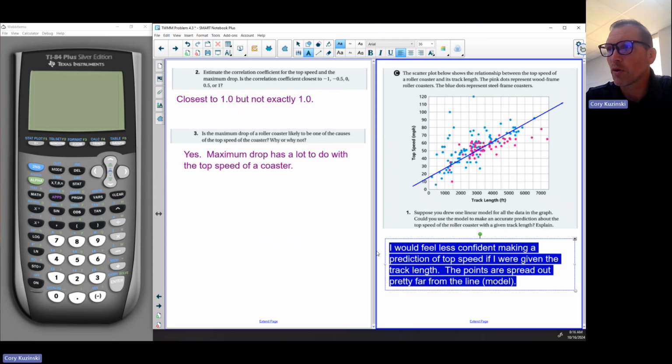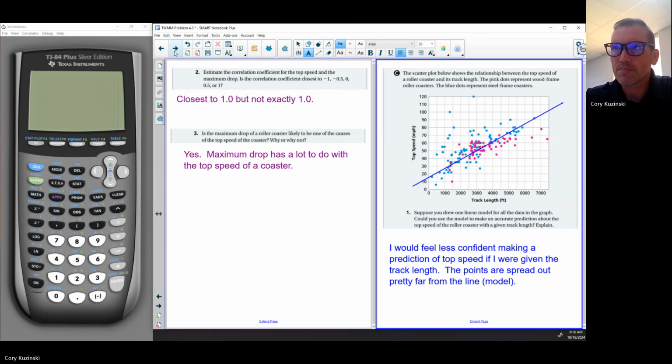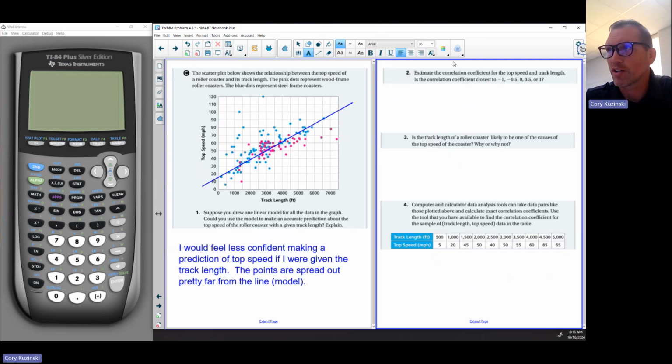If ever I'm going too fast, remember you can just pause. All right, so in fact, I'd like you to pause right now and answer questions 2 and 3, get some thoughts down. Is the correlation coefficient here closest to 1, 0.5, 0, negative 0.5, negative 1? And is the track length of a roller coaster likely to be one of the causes of top speed? Do you think track length is actually causing the speed to go up? Okay, so pause the video, put some thoughts down, and then play it, and I'll give you my thoughts.